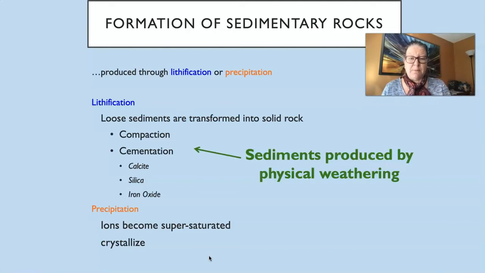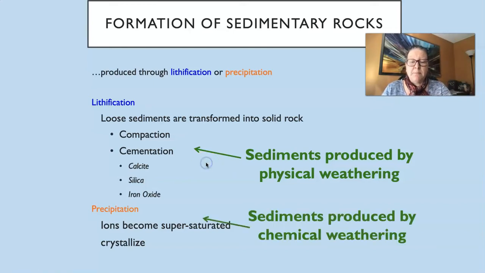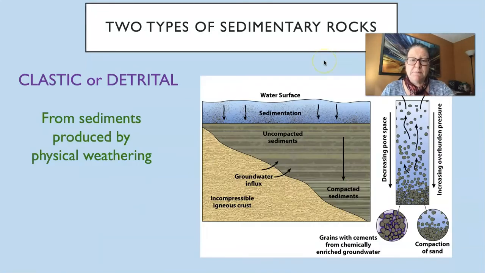The connection I want you to make here is that this process on top acts on sediments that were produced by physical weathering, so small pieces of rock. On the bottom here, the precipitation is produced from the results of chemical weathering. Remember, chemical weathering dissolves rocks in some cases and puts ions in solution. So precipitation takes those ions back out and produces a solid mineral or rock. Because of these two types of weathering, there are two types of sedimentary rocks.